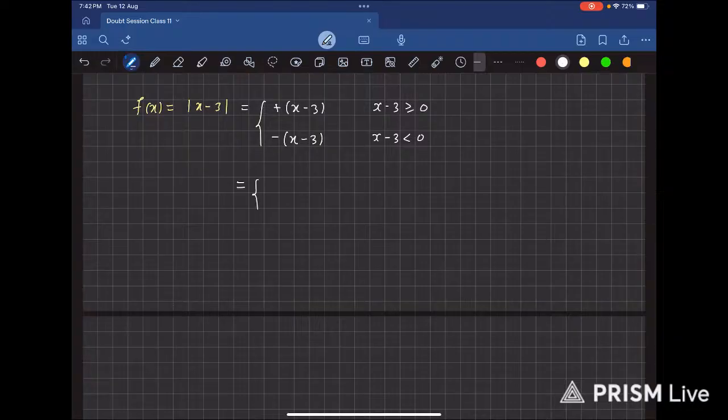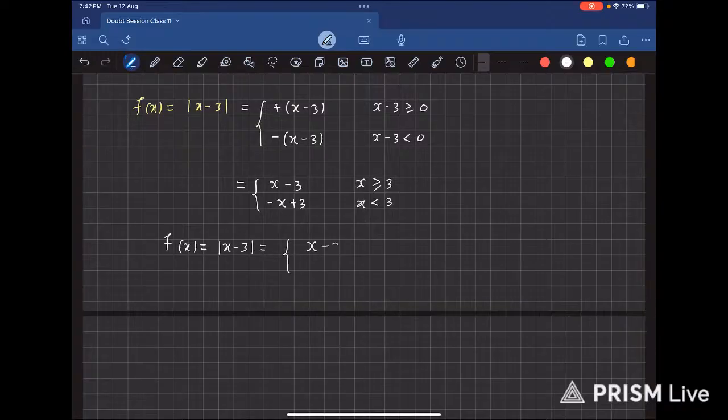So finally what we can write, students, it will be plus x minus 3, okay, plus into x minus 3 only. Now this minus will go inside the bracket, so it becomes minus x plus 3, and the first is possible only if x is more than or equal to 3, and here x is less than 3. So finally what I can write, f x is equal to mod x minus 3 is equal to x minus 3 if x is greater than or equal to 3, and 3 minus x if x is less than 3. This is the concept to open the mod.